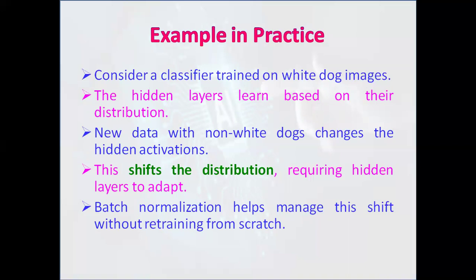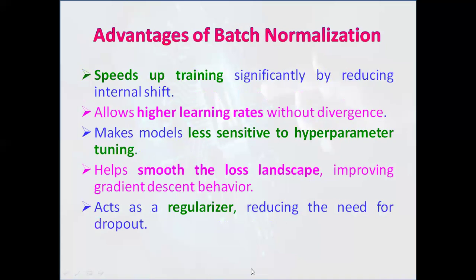Batch normalization in this problem helps by adjusting these activations during training so that such changes in input distribution do not destabilize the network, allowing it to learn consistently across different types of data. And what are the advantages of batch normalization?